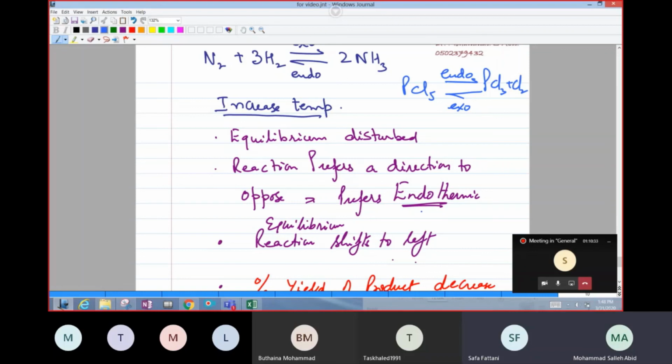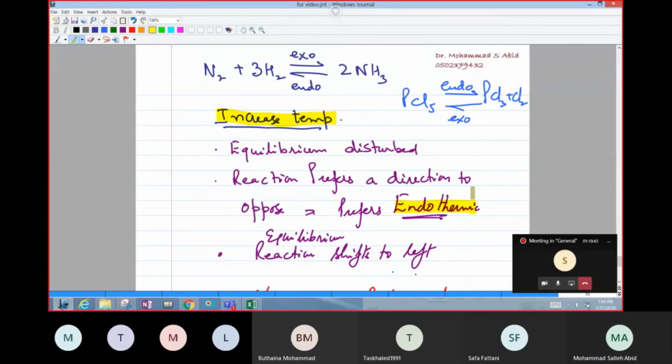No. It's still endothermic, because what are you doing? You are increasing the temperature. Increased temperature always prefers the endothermic direction. In the first example, it prefers the backward. In the second example, it will prefer the forward. Did everyone understand this?